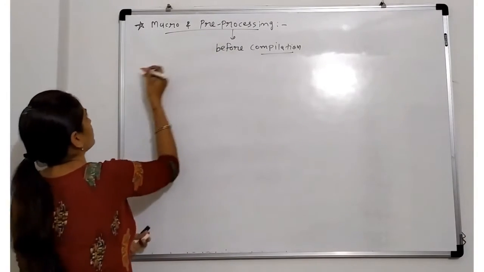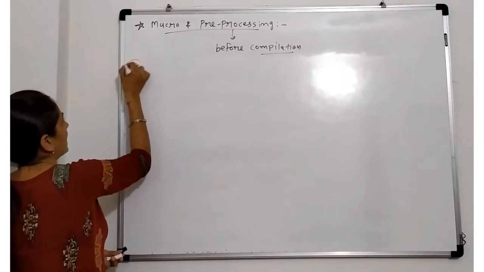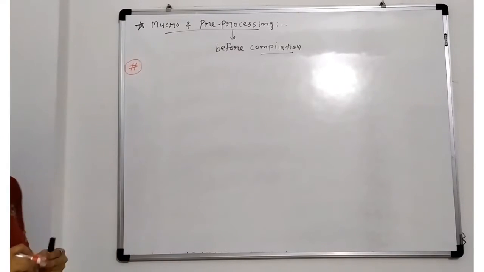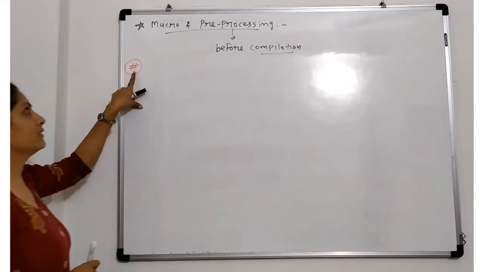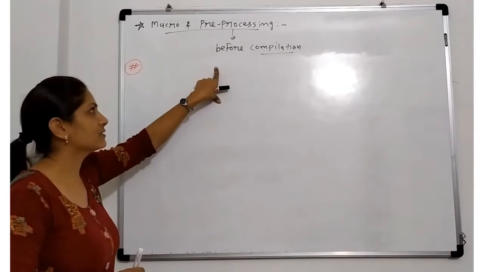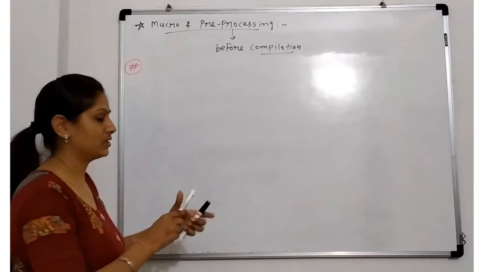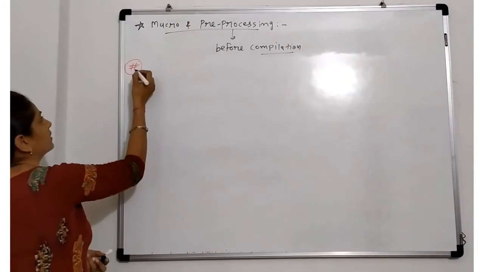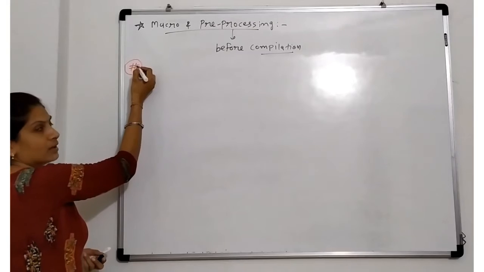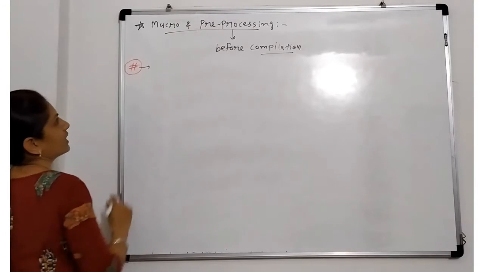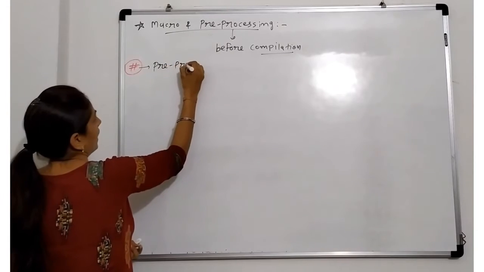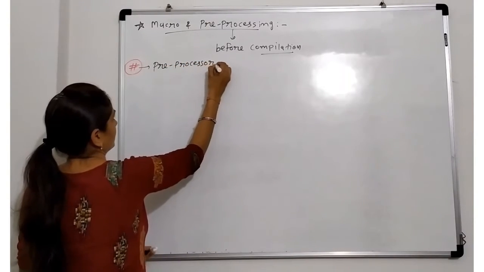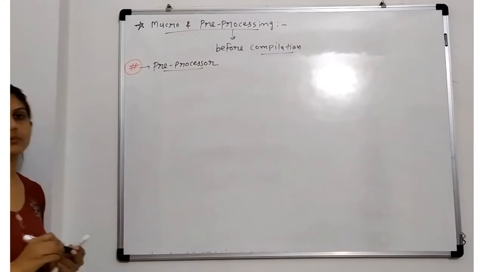For pre-processing, the line always starts with a hash sign. This indicates the pre-processing directives. That means this line is executed before compilation. So whenever we write any line with a hash sign, it is known as pre-processing. And this pre-processing is done by the preprocessor.